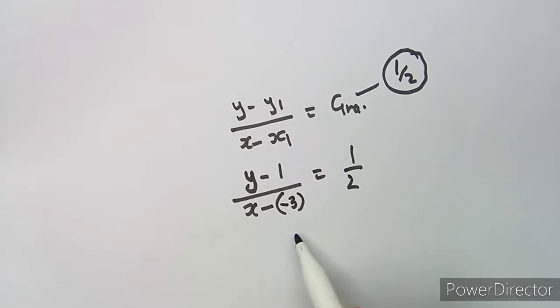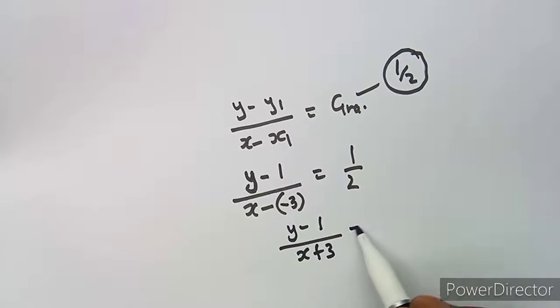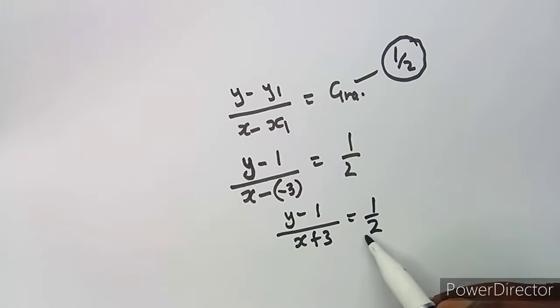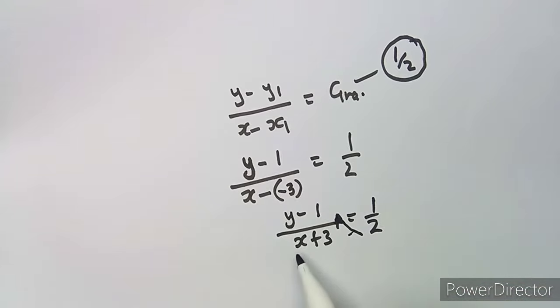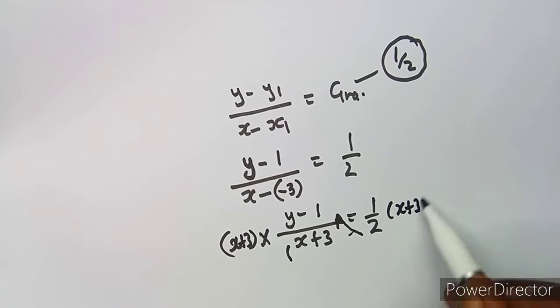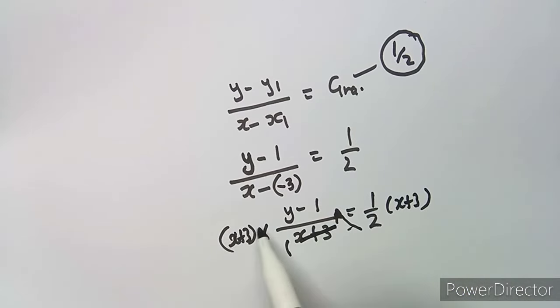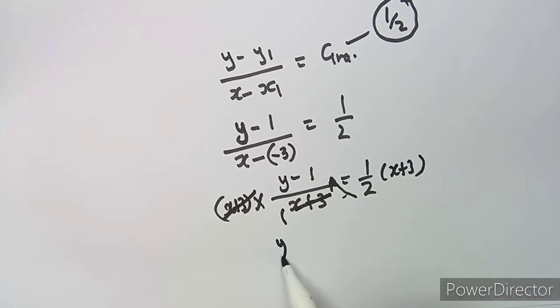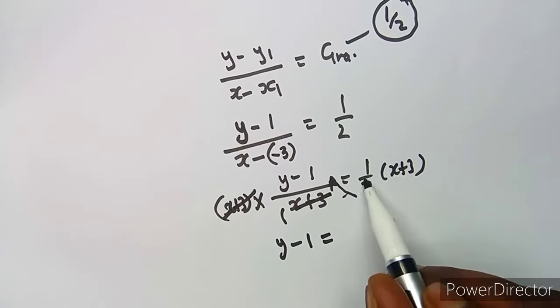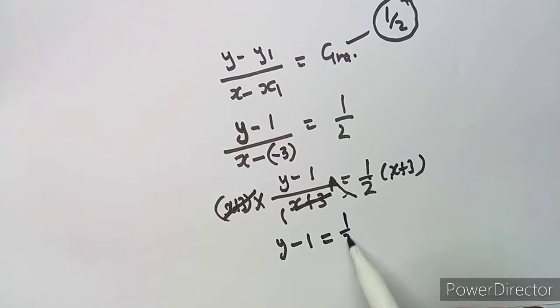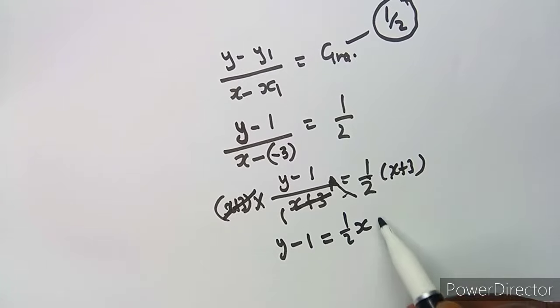Minus and minus, this one is a plus, so it's going to be y minus 1 over x plus 3, which is equivalent to 1 over 2. So definitely I can cross multiply, or I can just leave this and multiply by x plus 3 both sides. So that means this can cancel, and I'll have y minus 1 is equal to half of x plus 3, which is half of x, half of 3 here, which is 3 over 2, isn't it?